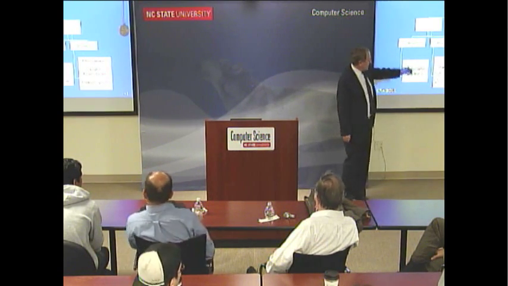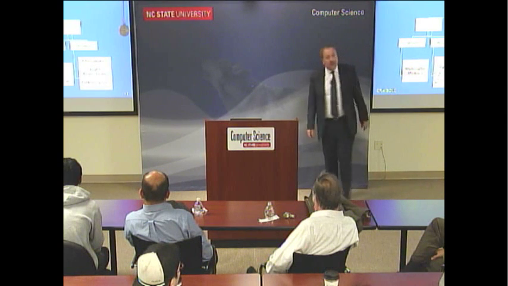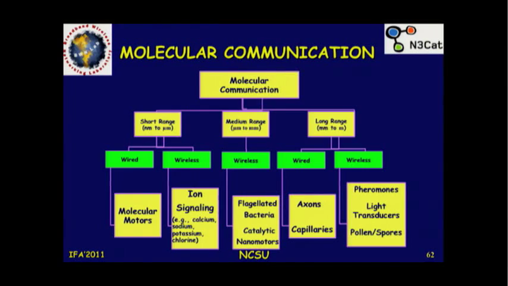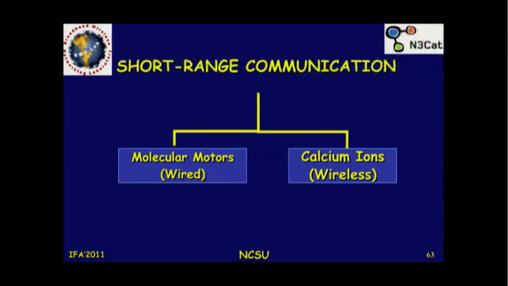So that's medium range. For long range, you can use axons behavior from our body. There are these axons, 1.20 meters here. Or capillaries, like our heart and all these veins, and the pumping, somehow mimicking that. Or wireless pheromones or pollen and spores. How can we use those? So what I will do is go through some of these and point out all the challenges from the communication perspective.